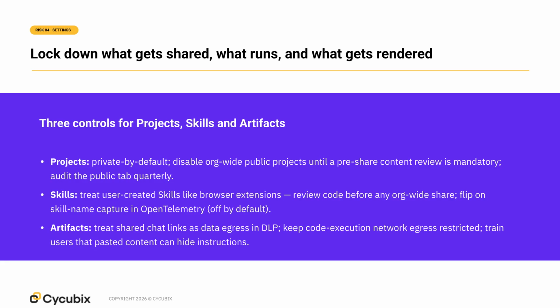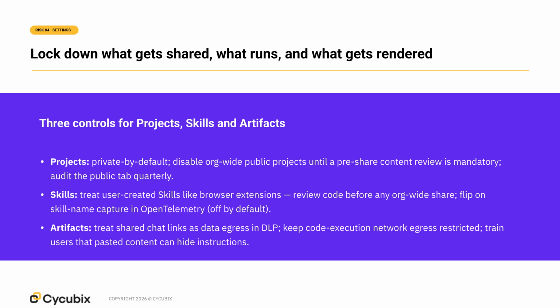3 controls, 1 per surface. Projects. Private by default. Disable org-wide public sharing until you have a written pre-share content review, and audit the public tab quarterly. Skills. Treat user-created skills like browser extensions. Code review before any org-wide share, and flip on skill name capture in OpenTelemetry so you actually see what's running. It's off by default. Artifacts.